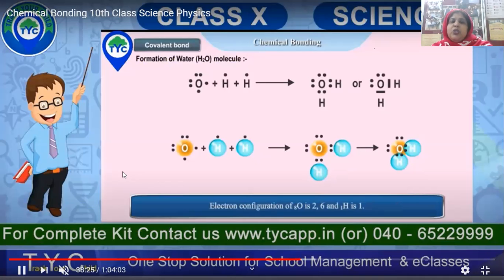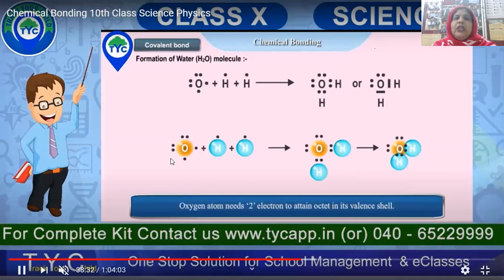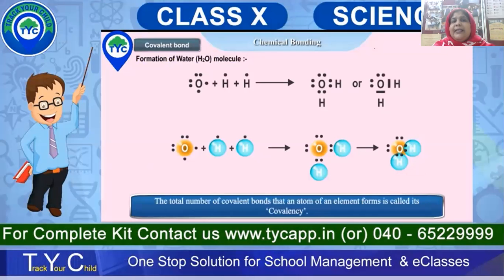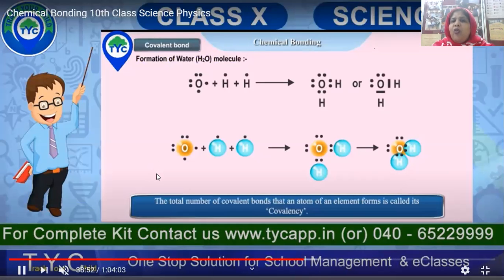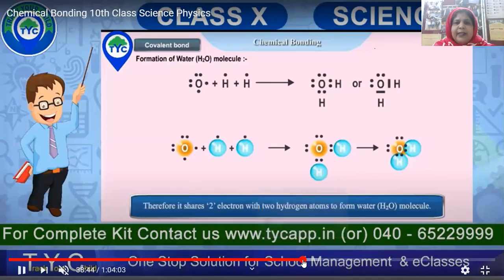So the electronic configuration of oxygen is 2, 6, and hydrogen is 1. Oxygen needs 2 electrons to attain an octet in its valence shell, whereas hydrogen needs 1 electron to share. So how is it getting that electron? It has its own electron plus electrons from oxygen, and another hydrogen atom. That is how covalency works, they share electrons. The total number of covalent bonds that an atom can form is its covalency.